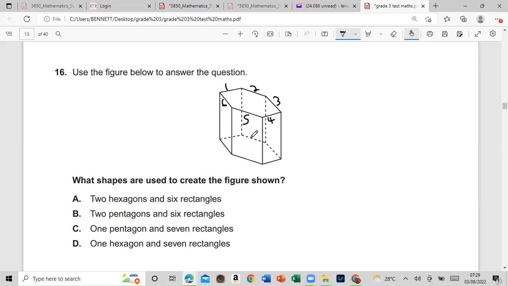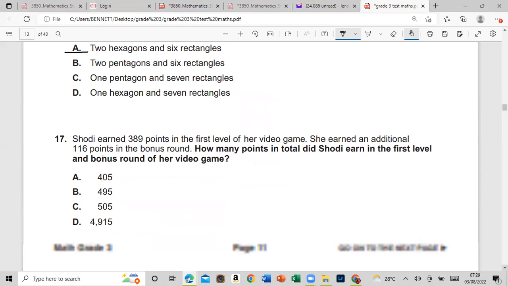Let's count the rectangles. So this would be 1. This one here is 2. This is 3. This is 4. This is 5, and this is 6. So that's 6 rectangles. So see there, 1, 2, 3, 4, 5, 6. So our answer would be A.